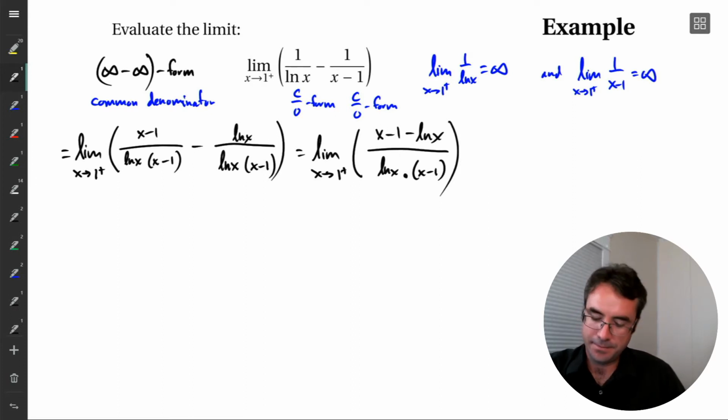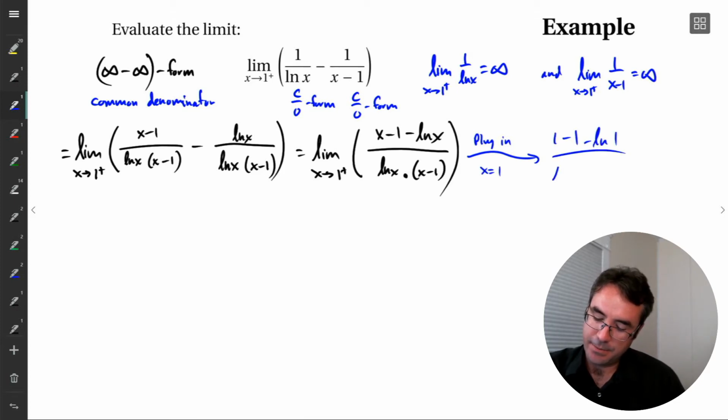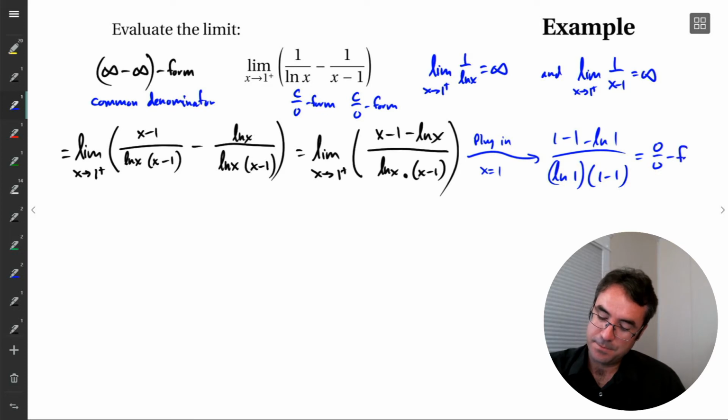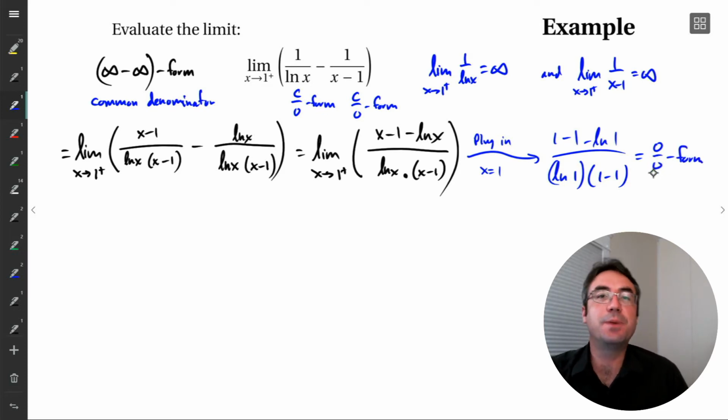So we plug 1 in, and we get 1 minus 1 minus natural log 1, and then we get natural log 1 times 1 minus 1. Well, natural log 1 is 0. 1 minus 1 is 0, so we end up with 0 over 0. All right, well, that doesn't really tell us too much, but it does tell us that we have a fraction here. It's an indeterminate quotient, so we can actually use L'Hopital's rule.